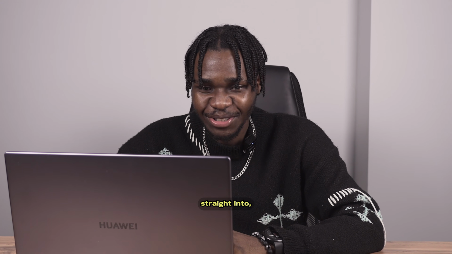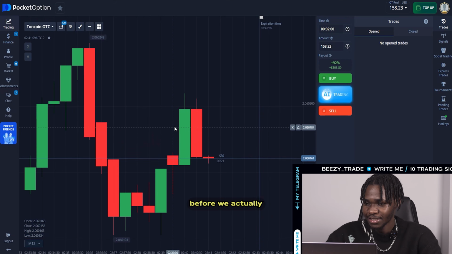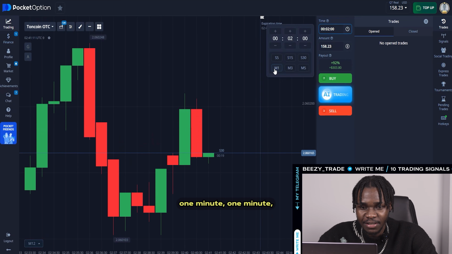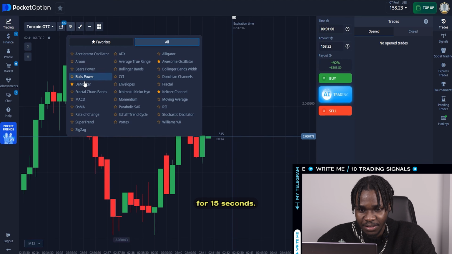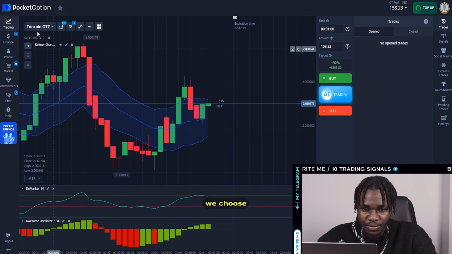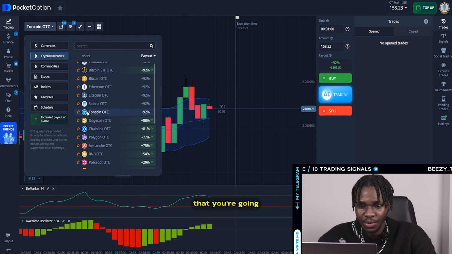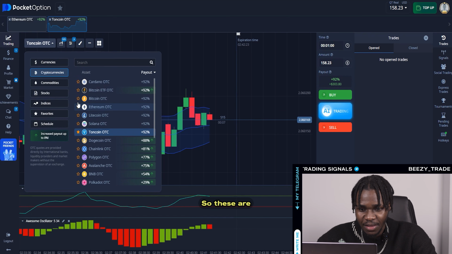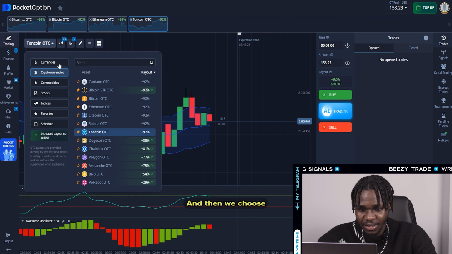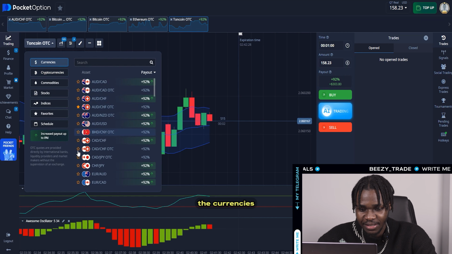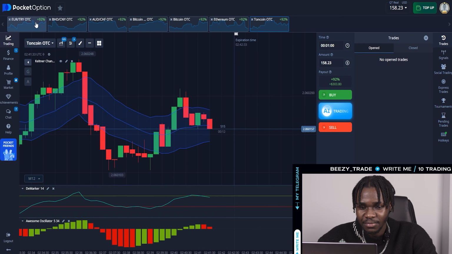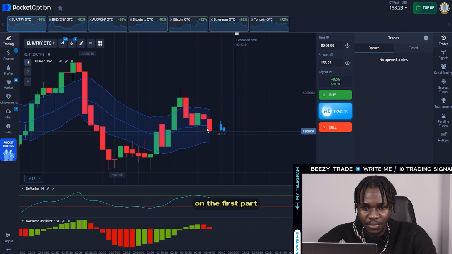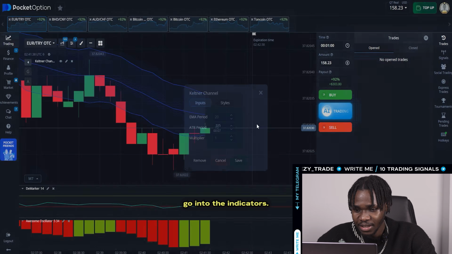So right now, let's go straight into setting up the indicators before we actually start trading. We're gonna set 1M, meaning 1 minute, and then let's put the candles to 15S, meaning each candle will last for 15 seconds. And then here we choose the cryptocurrencies, and these are the ones that we're gonna work with. Let's go to currencies, and then we choose the currencies. So these are the currencies I'm gonna work with today, and then let's choose the market. So here I've chosen on the first part, as you can see, and then let's go into the indicators.